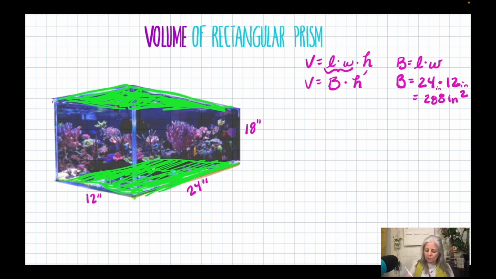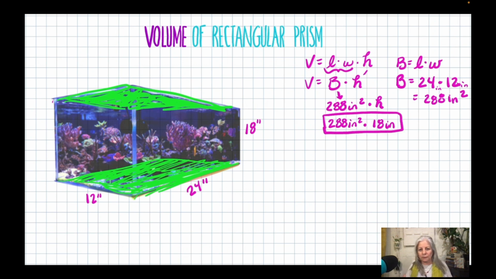Now, all we need to do is multiply that number, 288 inches squared, and plug that into our big B, our area of the base, and then we're going to multiply that times the height. In this case, our height is 18 inches. So it's going to be 288 inches squared times 18 inches. Okay, so we're going to let that sit just for a second.